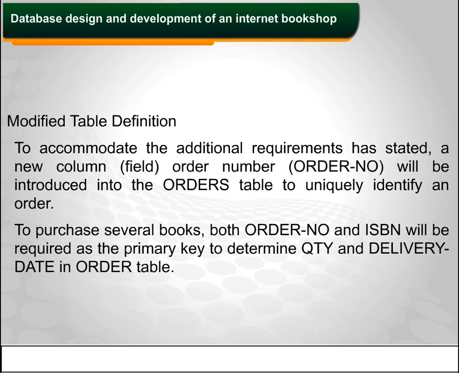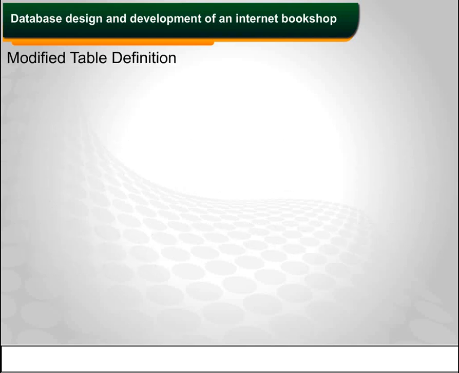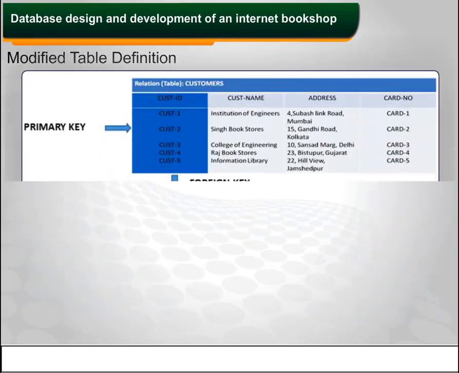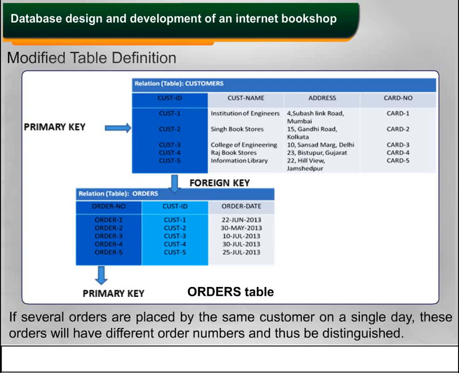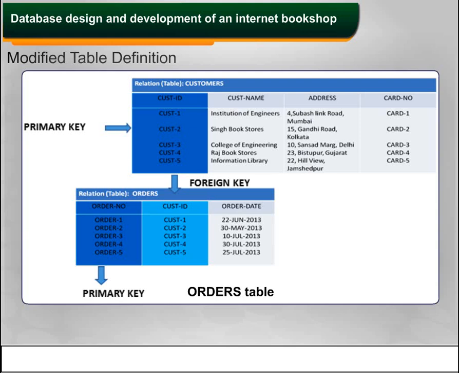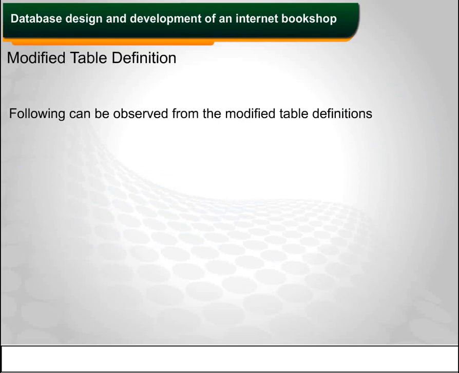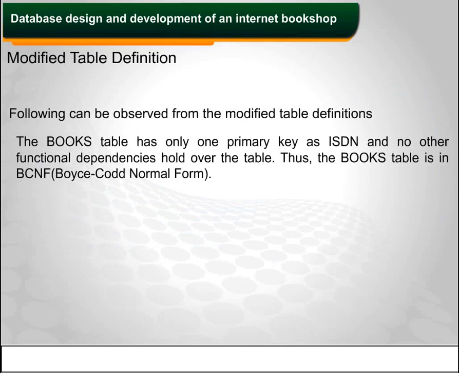To purchase several books, both order number and ISBN will be required as the primary key to determine the quantity and delivery date in the orders table. The modified orders table is shown. If several orders are placed by the same customer on a single day, these orders will have different order numbers and thus be distinguished. The following can be observed from the modified table definitions.